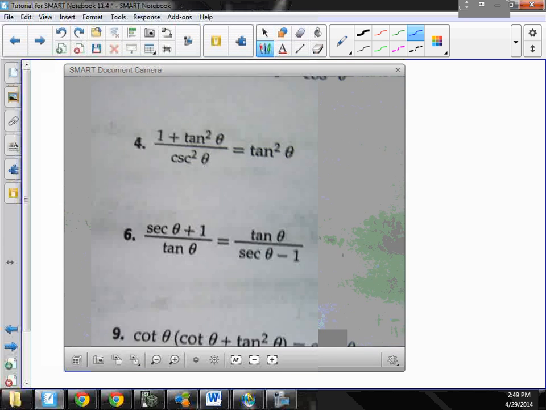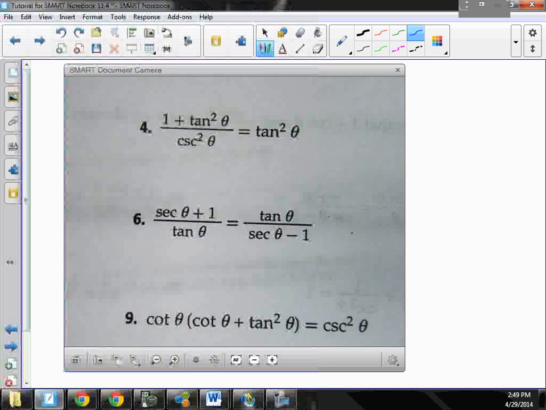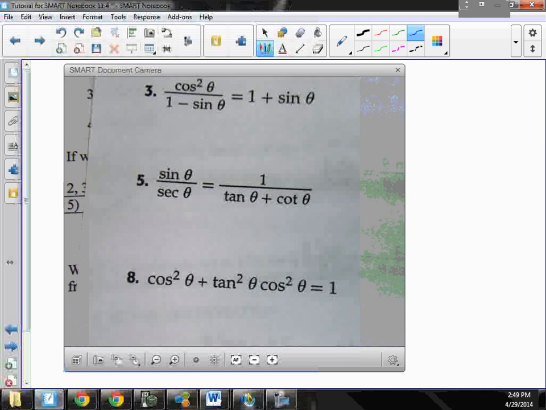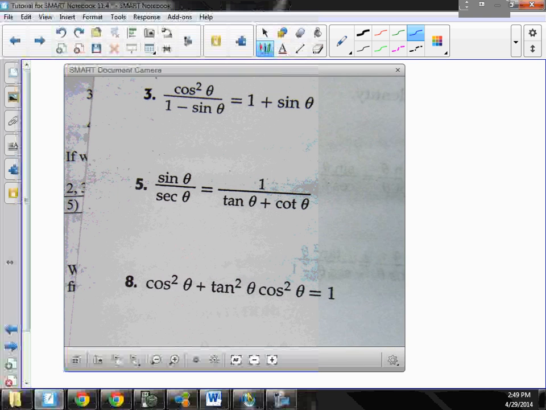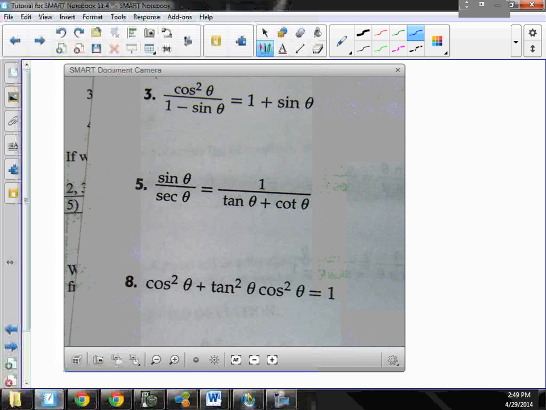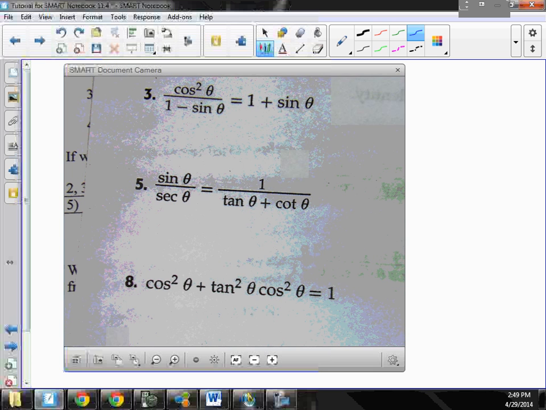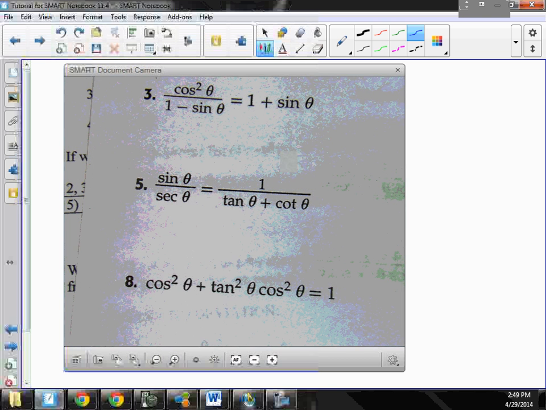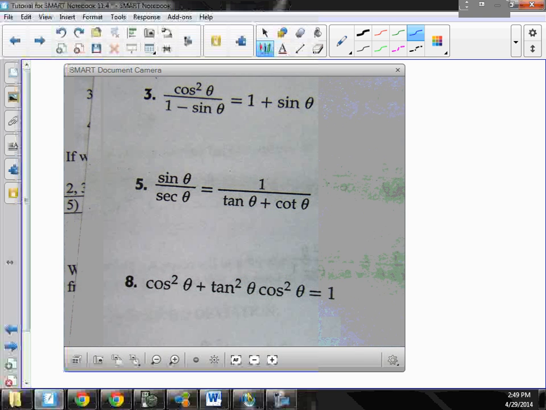Number 4. Oh, 4 is way too easy. Let's do number 5. Number 5. How? You could manipulate the right side. It doesn't really matter. So try the left side. If it doesn't work, try the right side. Which one do you guys want to do? The right side? Okay, I'll show you both. How about that?